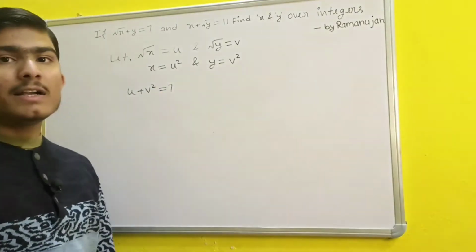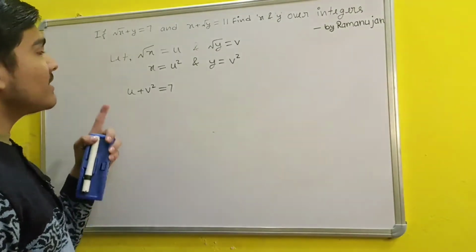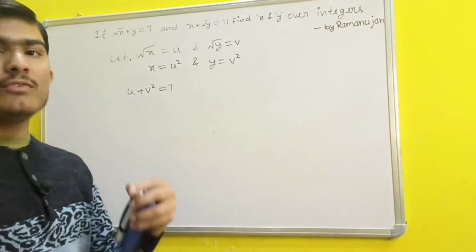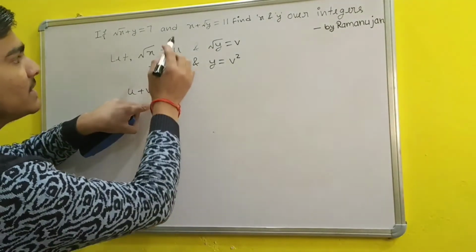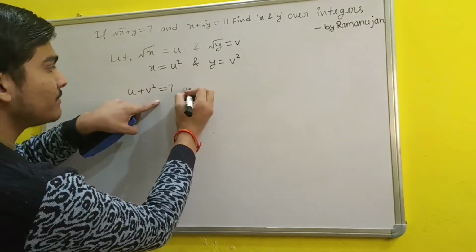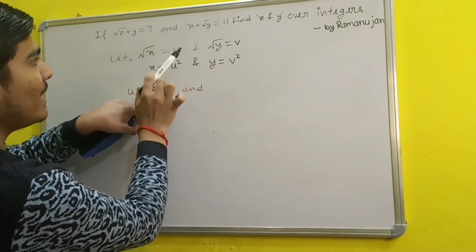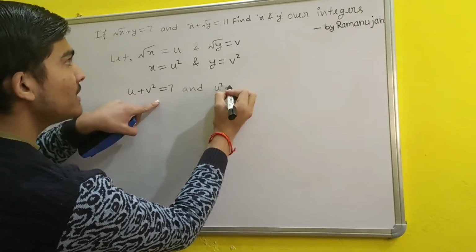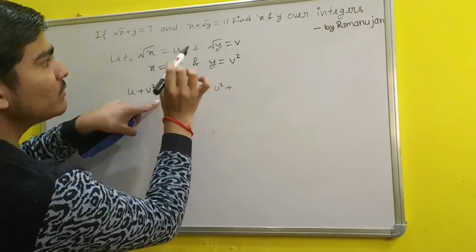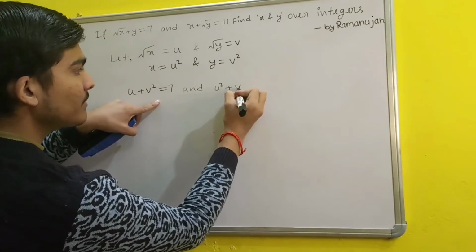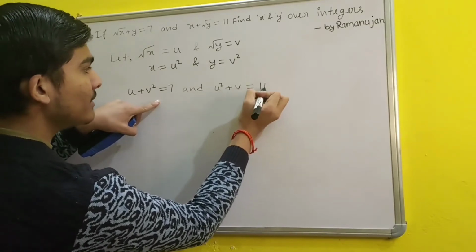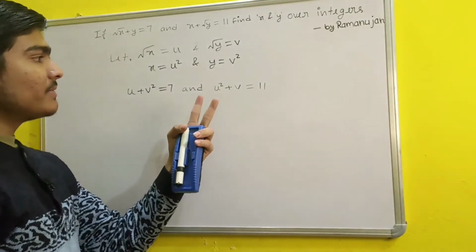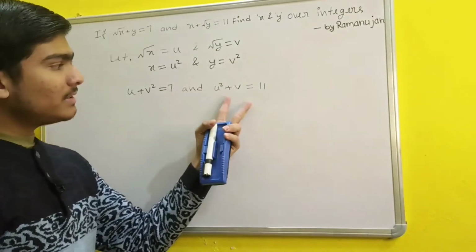Now we have converted an equation which was in x and y to an equation which is in u and v. We can also do this with the other equation. X equals u square, so u square plus square root y equals v equals 11. Now we can subtract this equation from that.